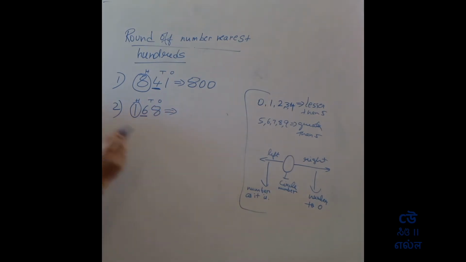So, if it is greater than 5, what should we do, children? We have to increase one number in the circled place. So, we have 1. So, we have to increase 1. So, if we increase 1 to 1, what will be there? 1 plus 1 is 2. Okay. Next, right side to the circled place, we have to consider it as 0. Okay.